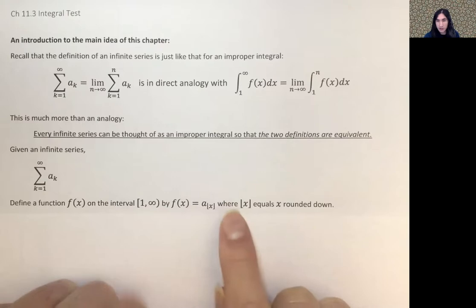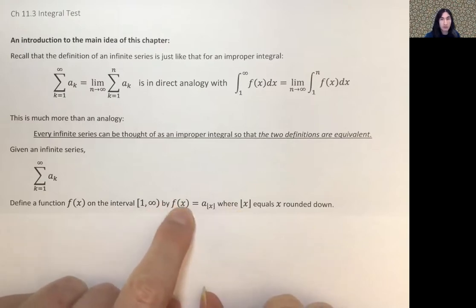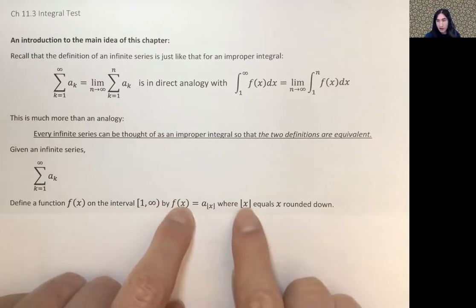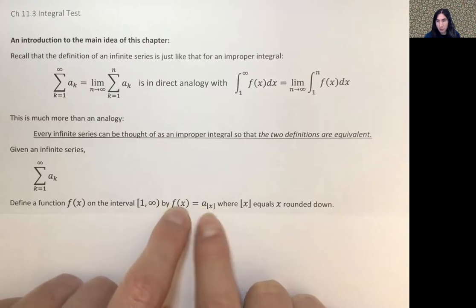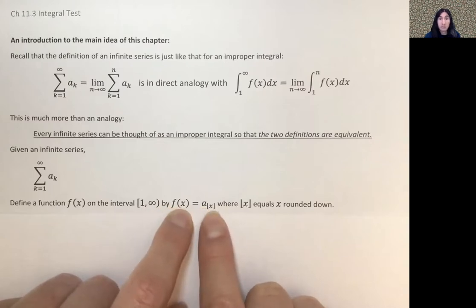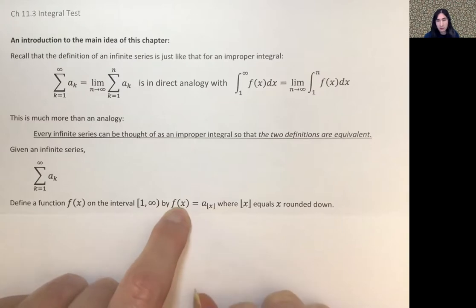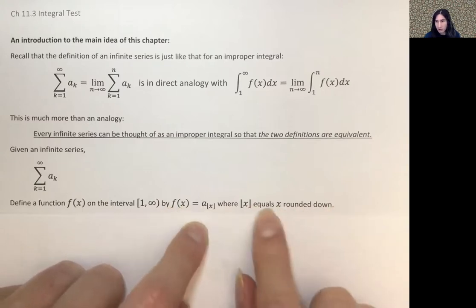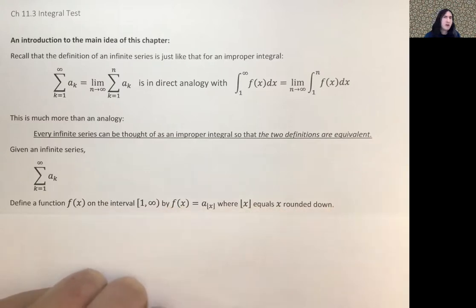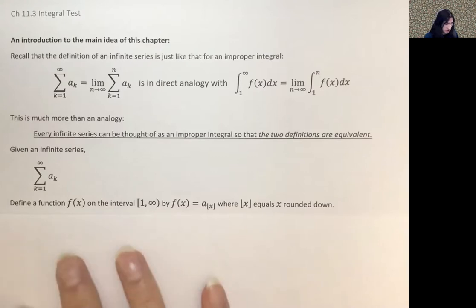The way we calculate it is, if I plug in, for instance, x equals 5.5 in here, then I round down. This is called the floor function, by the way. I round down, and the value of f of 5.5 would be a sub 5. The value of f of 6.1 would be a sub 6. So I'm always rounding down here, called the floor function. More specifically, it's not rounding down, it's the greatest integer which is less than the number that we have.